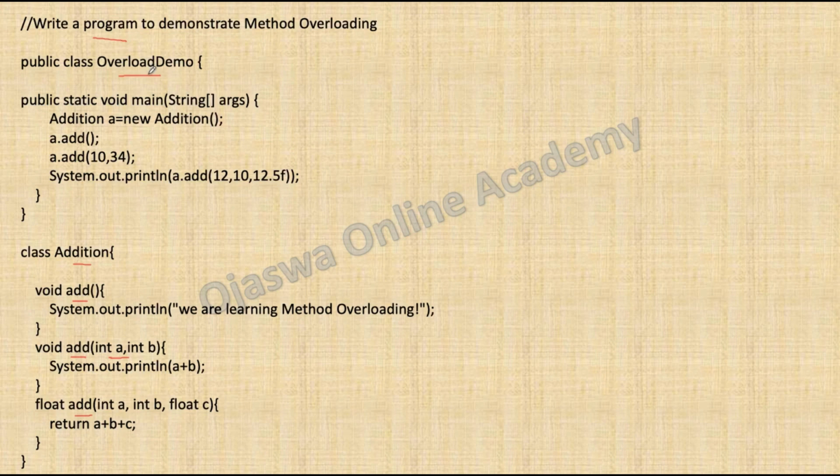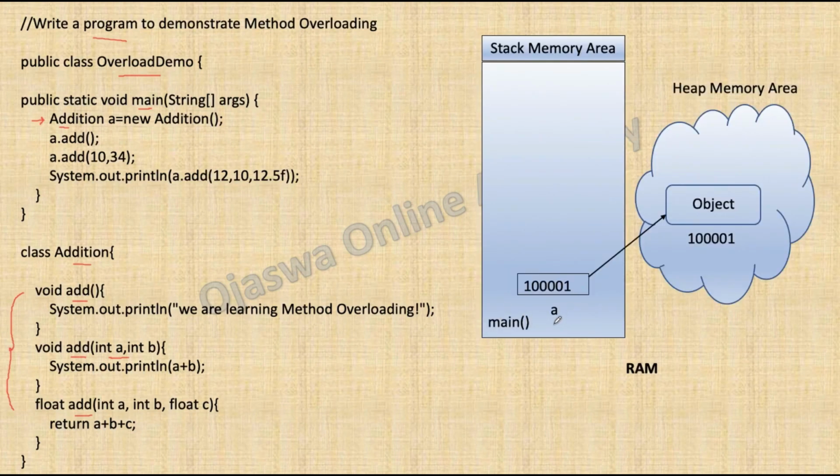We have a class overload demo and we have defined the main method in this class. The first statement is object creation. We are creating an object of type addition. We need this object because these are non-static methods and we always call a non-static method using an object. So as soon as this statement is executed, memory is allocated for the object, reference variable A is stored on the stack and the actual object is stored on the heap. We don't have instance variables defined in this class, so no memory for instance variables is allocated.